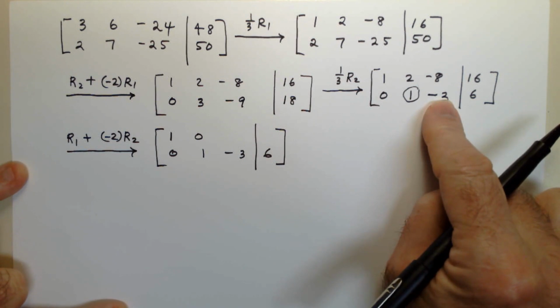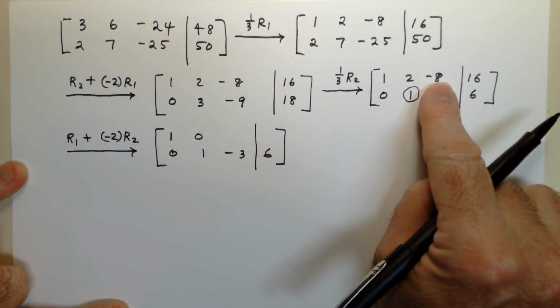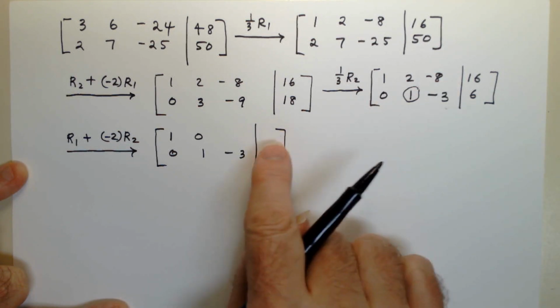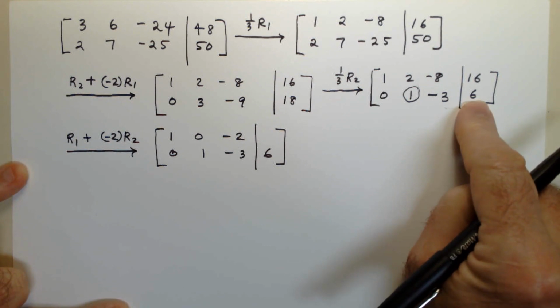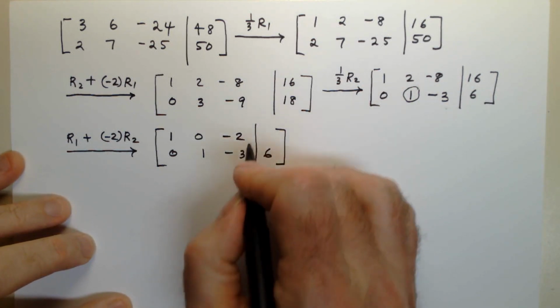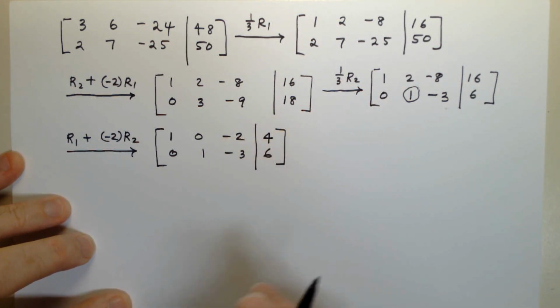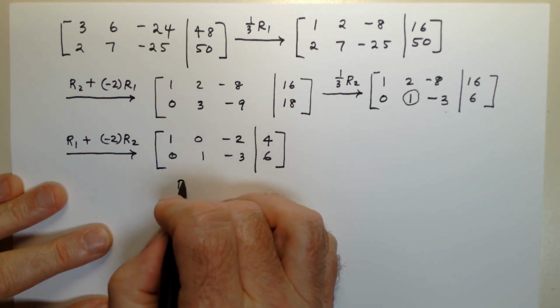I'm multiplying by -2, so that's going to become positive 6. 6 plus a -8 is a -2, so there's a -2 in this position. And then I multiply by -2, so that's -12. I add that on to the 16, so 16 minus 12 is 4. And now I claim we're in the reduced row echelon form.